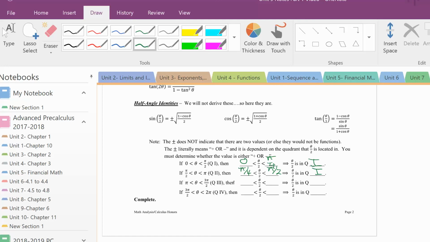If it's in the third quadrant, half of that is between pi over 2 and 3 pi over 4, which is now in quadrant 2. And then in the fourth quadrant, half of that is between 3 pi over 4 and pi, which is quadrant 2. So that's basically how you determine what quadrant it's in. You just take half of the boundaries, and that'll tell you what quadrant the half angle is in.